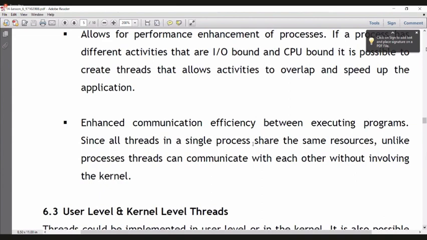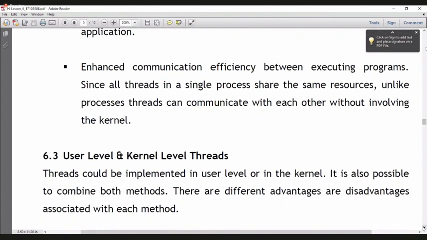Then, enhanced communication efficiency between executing programs. Since all threads in a single process share the same resources, like global variables, the communication is faster. Unlike processes, threads can communicate with each other without involving the kernel. You don't need system calls to communicate because you can use shared variables and so on.